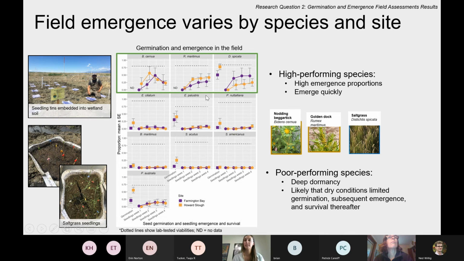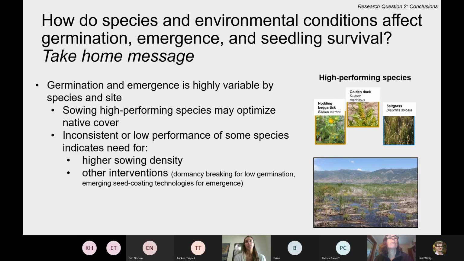As for the rest of these species, what do we do? So I think some of these that have low germination suggest they have deep dormancy. So more intense dormancy-breaking treatments can improve germination. And even though we set out to investigate how environmental conditions affect these species and these life stage transitions, we actually weren't able to incorporate conditions into our statistical models, but we can still speculate as to how these conditions might have influenced our results. And I think dry conditions likely limited germination, emergence, and survival thereafter. So what do we find from all this seedling tracking in the field?